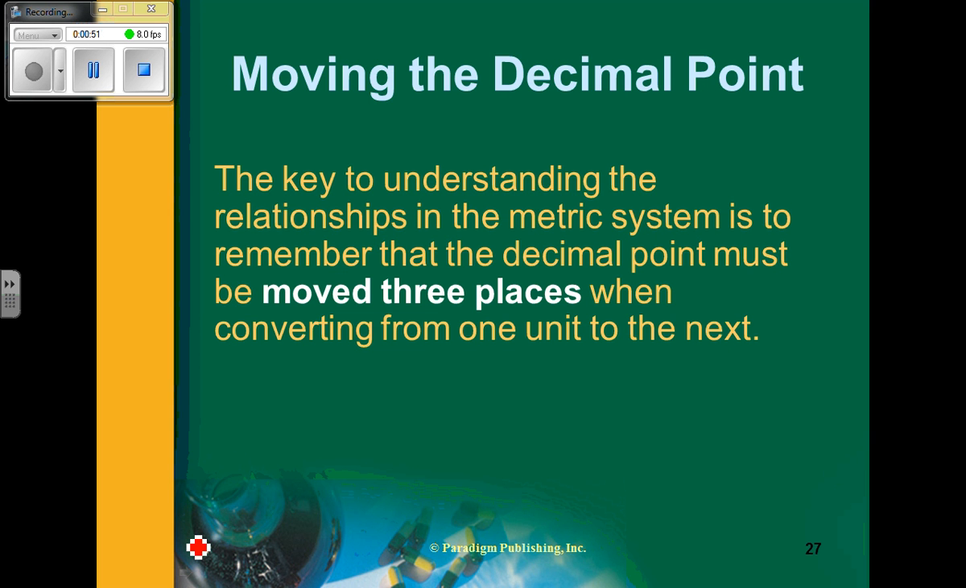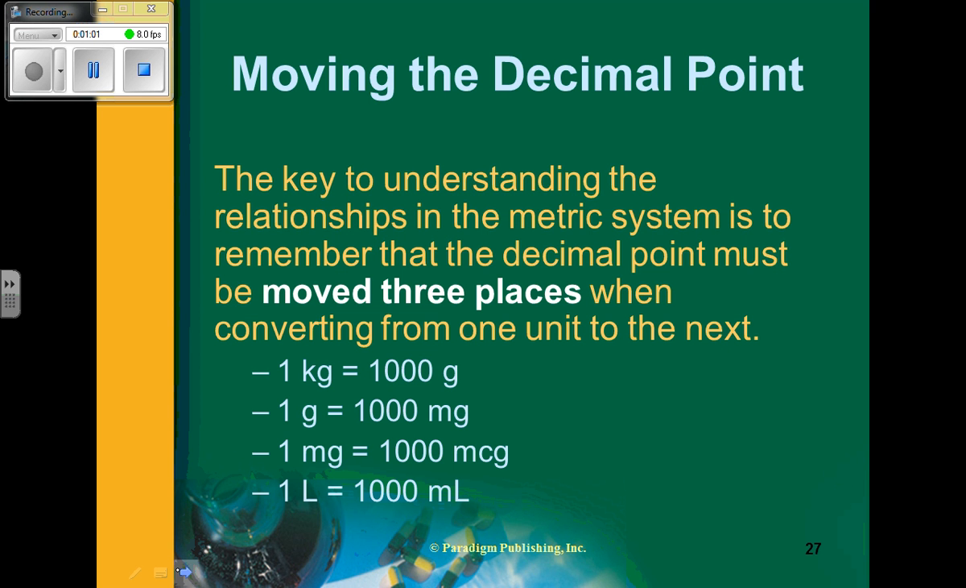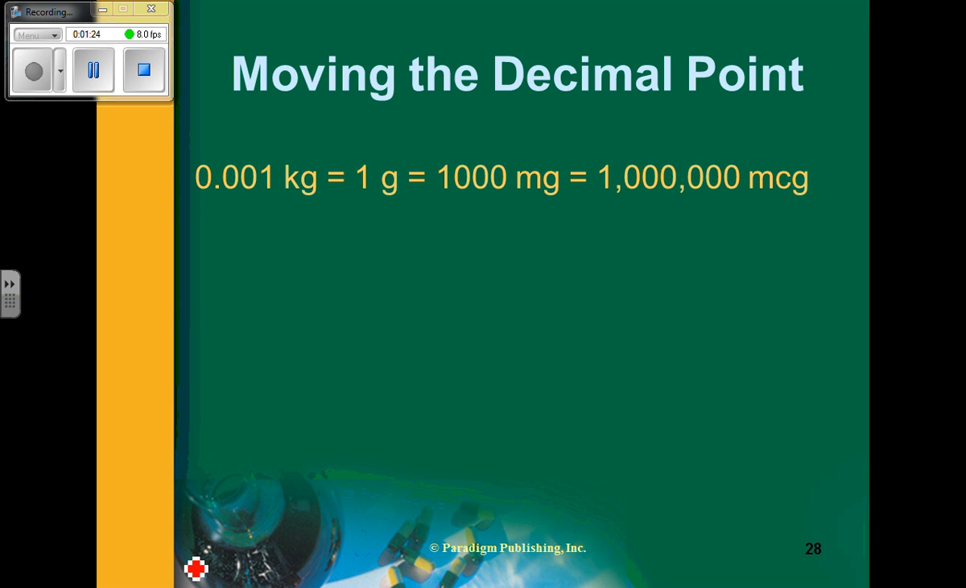The key to understanding the relationship in the metric system is to remember that the decimal point must be moved 3 places when converting from one unit to the next. So here are some examples. Moving the decimal point 3 places is essentially equivalent to multiplying or dividing by 1,000. To convert 1 kilogram to grams, you would move it over 3 places, so we'll make it 1,000. You have 3 other examples there to follow, but I will go into more detail in the next few slides.